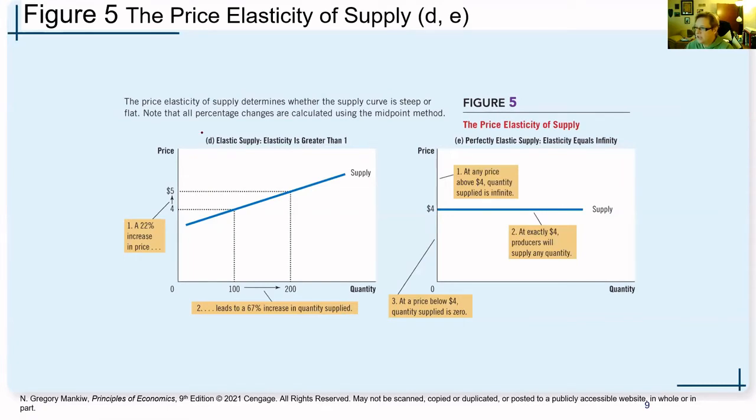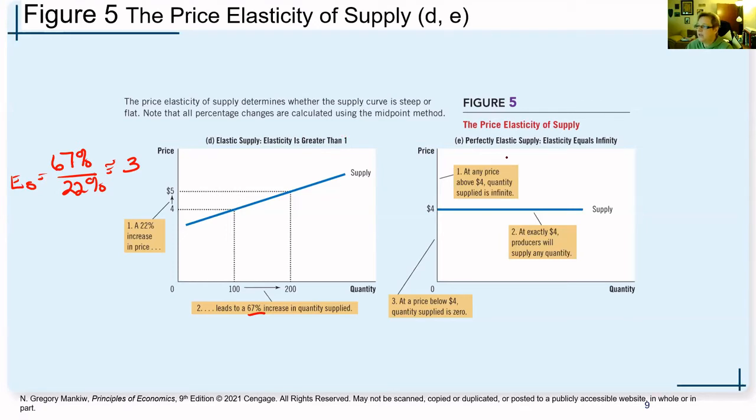The next ones are where we have greater than 1 or elastic. So here we have a 67% increase in the quantity supplied, right? Divided by a 22% increase in price. And we're going to get approximately 3. Because that 3 is greater than 1, therefore this is an elastic supply curve.